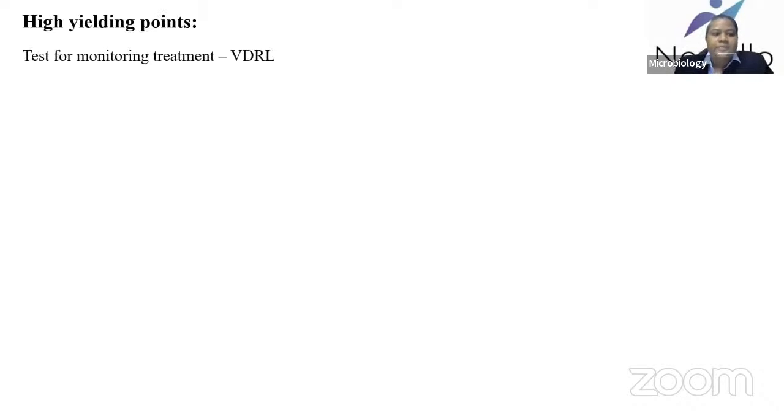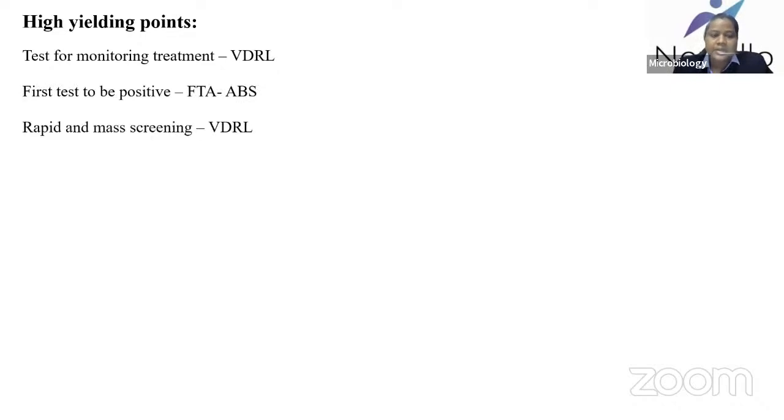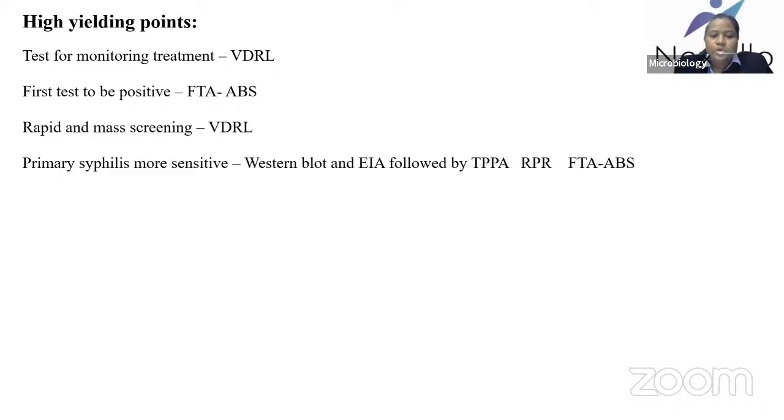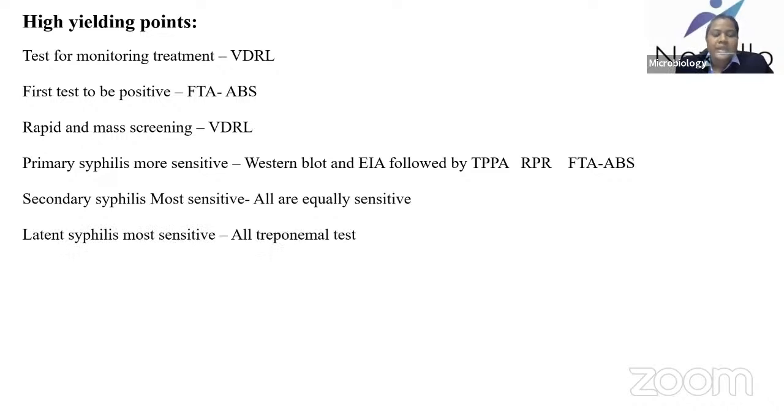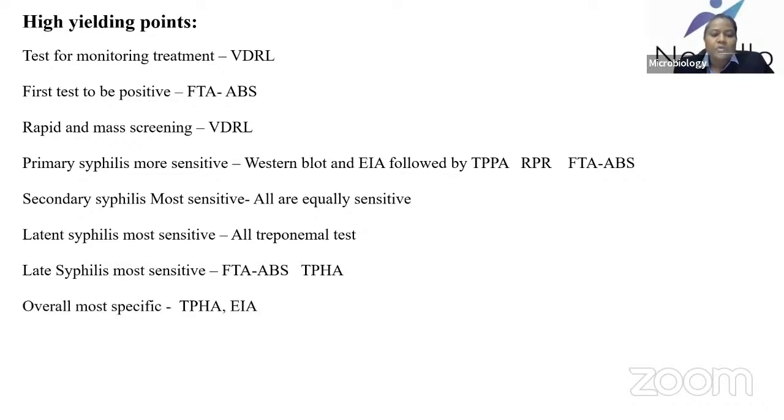Okay, high yielding points. The test for monitoring treatment is VDRL. The first test to become positive is FTA-ABS. For rapid and mass screening, the test of choice is VDRL. In primary syphilis, the most sensitive test is Western blot followed by enzyme immunoassay. In secondary syphilis, all the tests are equally sensitive. In latent syphilis, all the treponemal tests are the most sensitive. In late syphilis, the most sensitive is FTA-ABS followed by treponema pallidum hemagglutination. Overall, the most specific tests are treponema pallidum hemagglutination and enzyme immunoassay.